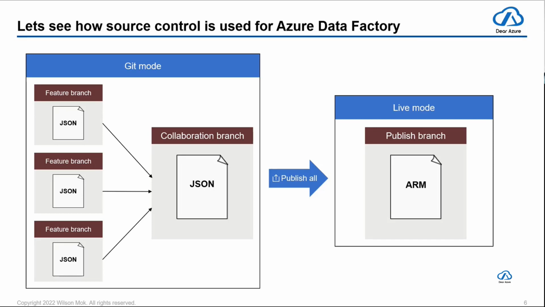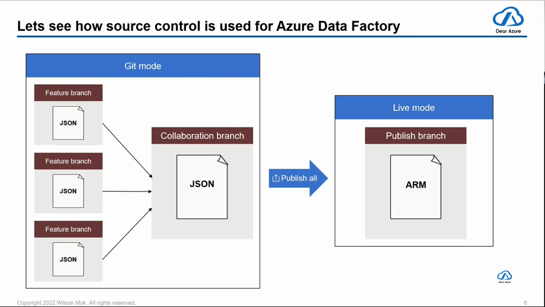As you can imagine, this allows multiple developers or data engineers to work in parallel in their own feature branches. Once all the changes are completed, we can merge all the changes from the feature branch into the collaboration branch. It is very important that we test all of our changes for our data pipeline in the collaboration branch at the end.